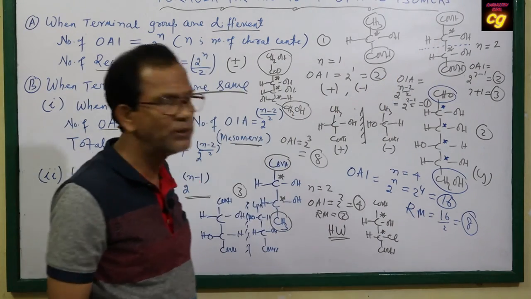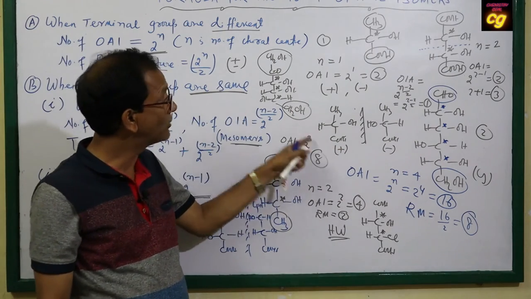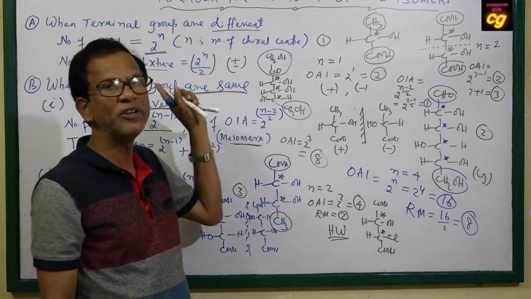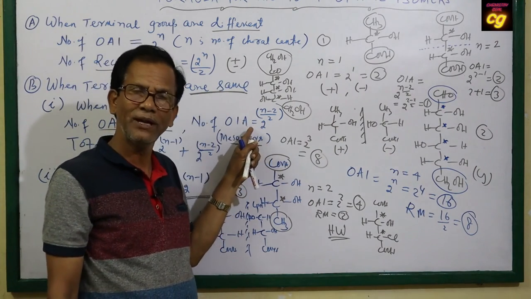So these are very important cases. You have to practice and calculate, for each case, how many optically active isomers are possible and how many meso compounds are possible. Okay. Thank you all.